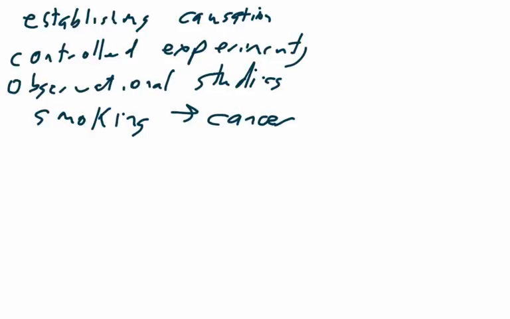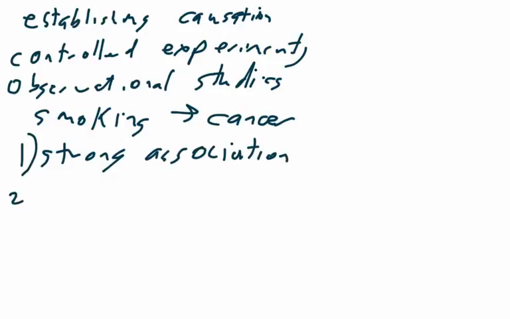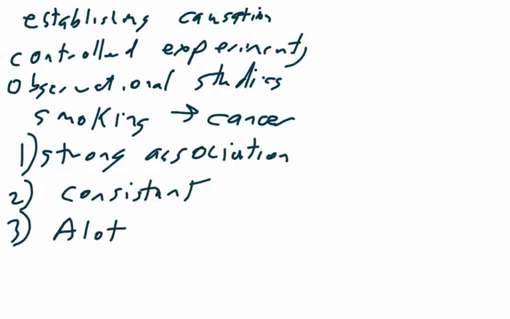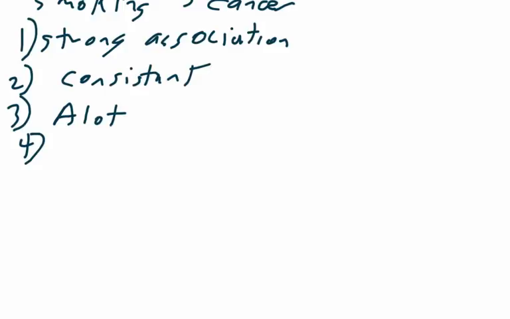First of all, we need a strong association. So it must be something that happens pretty often, and it must be consistent. It can't just happen one year and not another. We need to have it happen a lot. We need a large group of people who all have the same thing going on.